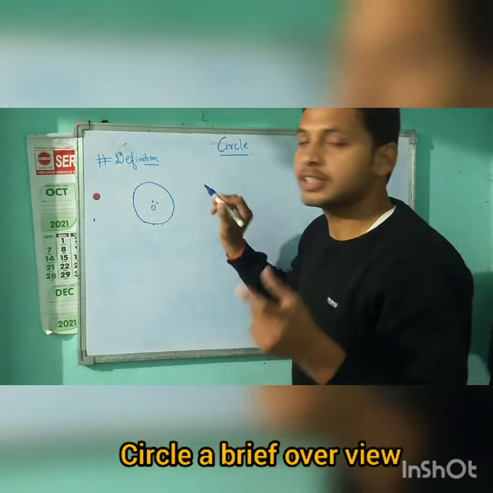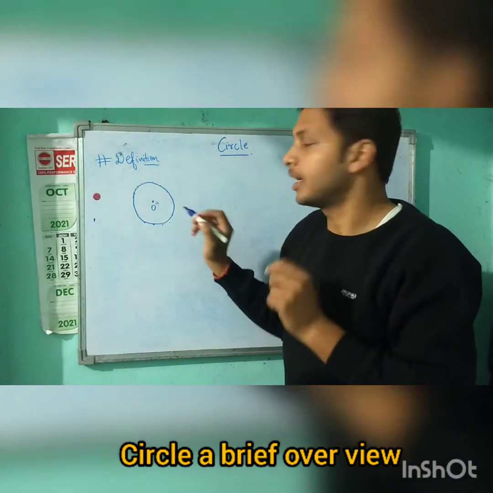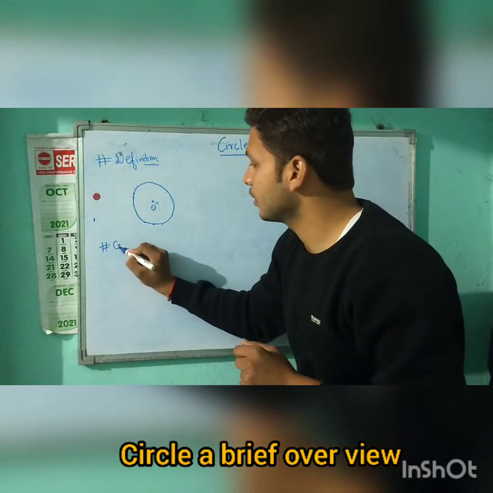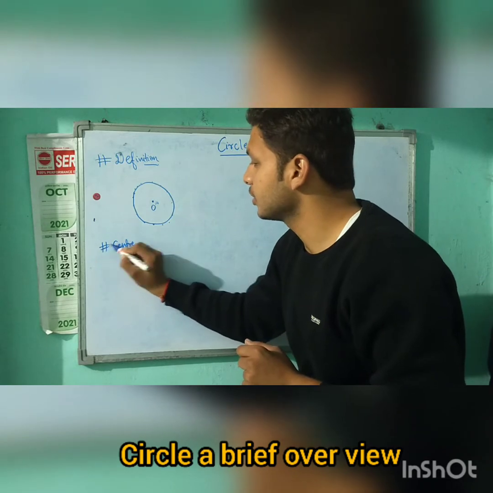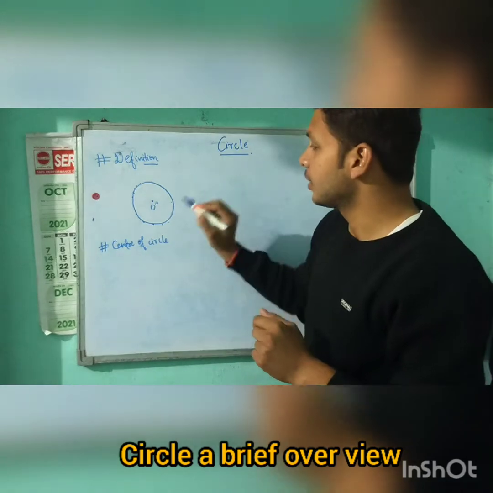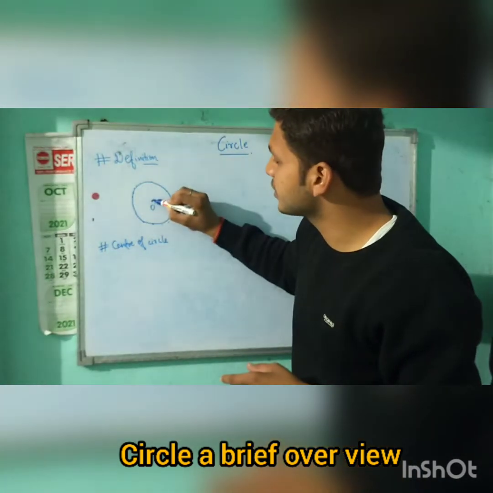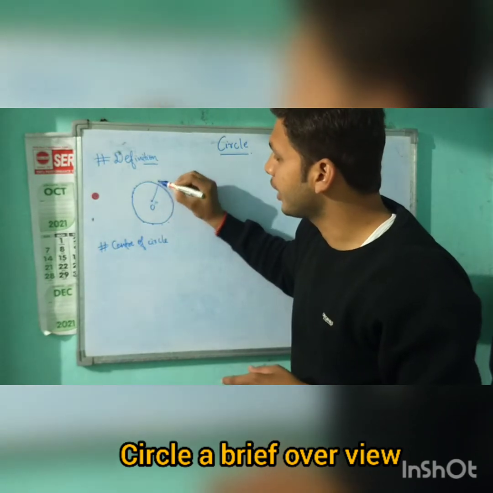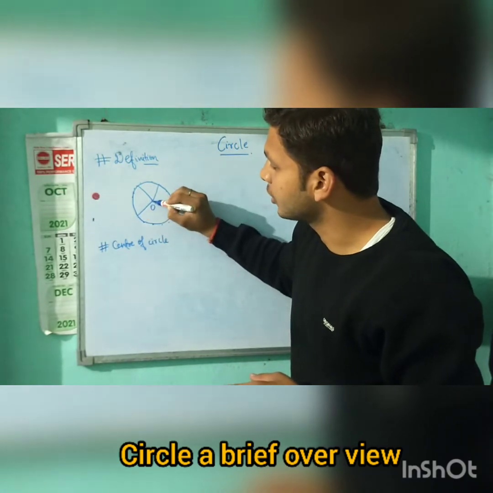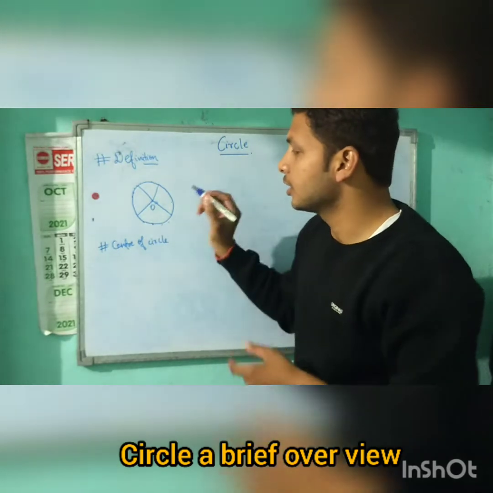Now, the fixed point is called the center. This is called the center of the circle. This center is represented by the capital letter O. After that, the fixed distance from this center to any point on the circumference, on the boundary of the circle, is called the radius.